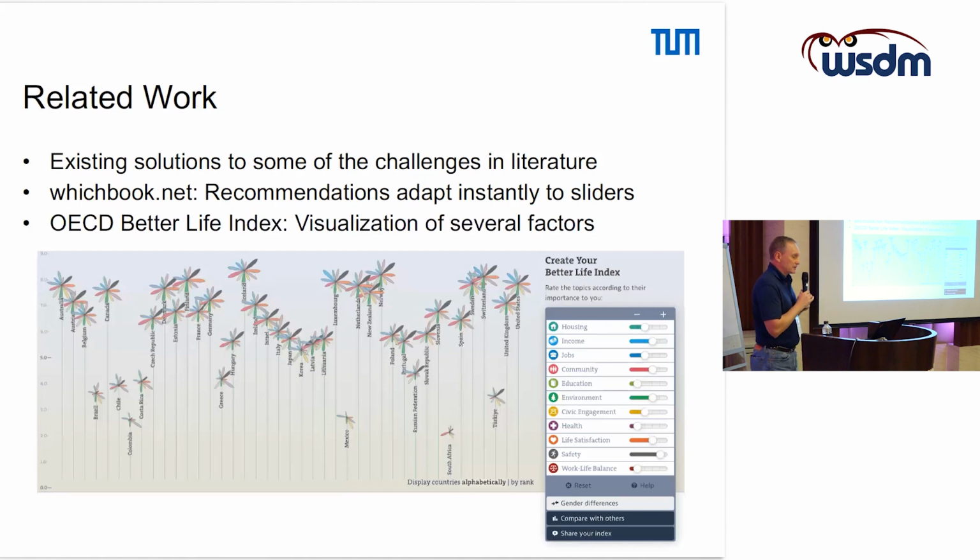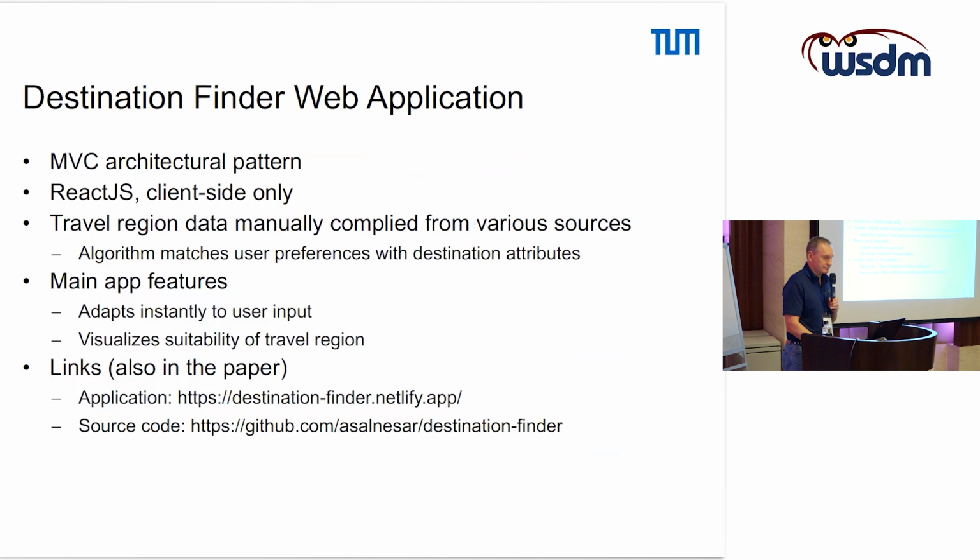Another application I want to show is the OECD Better Life Index. The idea here is you can also present your preferences with regard to several features with the sliders on the right, and then it is visualized how certain countries fulfill these preferences. But it's of course a little unclear what this flower-like symbol means, what the colors mean, and the actual position. We want to have a similar application, but with a much clearer interaction pattern and also a clearer way the item space is visualized.